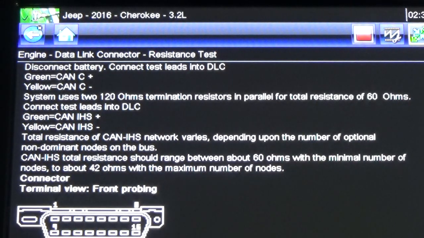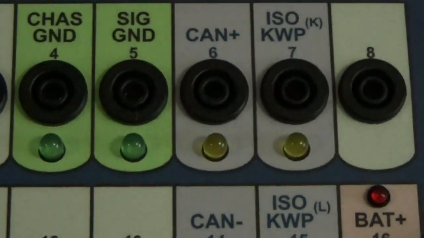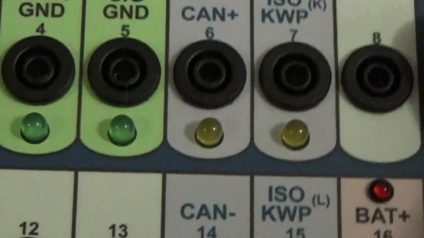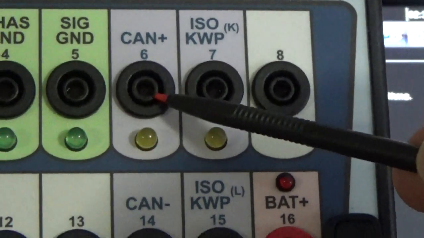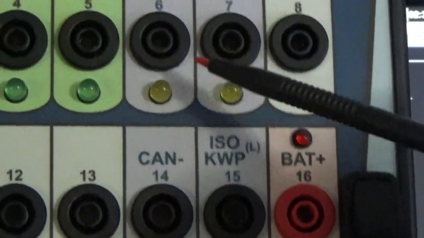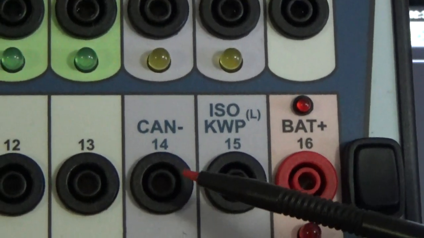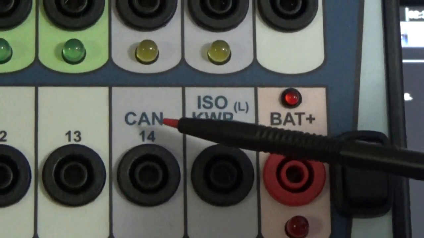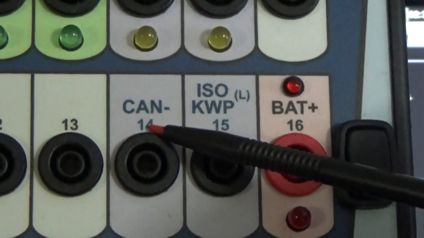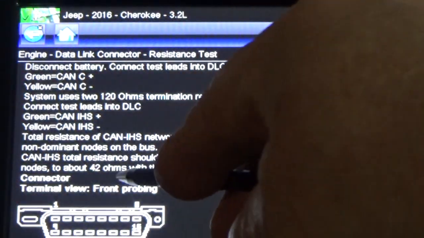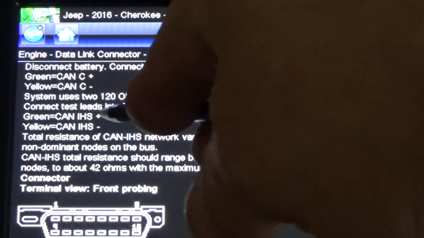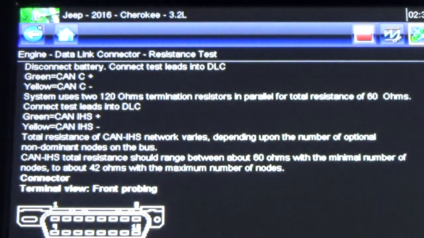Now with this OBD2 breakout box that I'm showing here, you connect one here and one there, pin 6 and pin 14, when you're going to measure that resistance in CAN positive and CAN negative. Now the CAN high speed is a different story. In CAN high speed, it will be 2 and 10. That will be the CAN high speed.